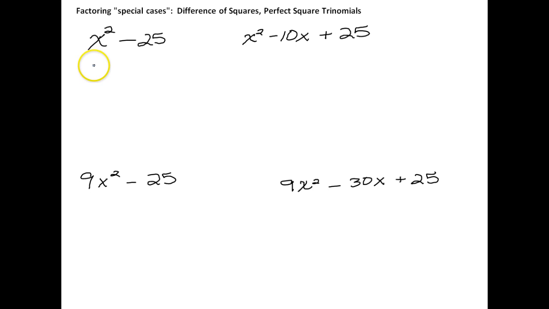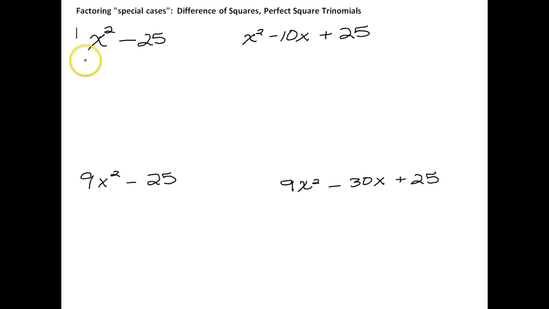Hello everyone. This is a video on factoring special cases: the difference of squares and perfect square trinomials. Now, this first example right here and this one down here are both difference of squares. The first term is a perfect square, the second term is a perfect square, and there's a subtraction between them, or a negative perfect square constant.